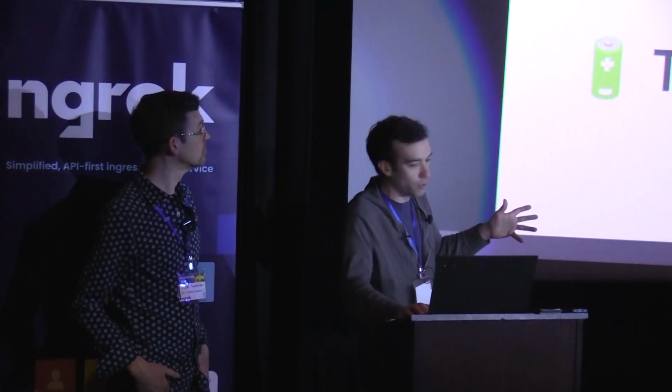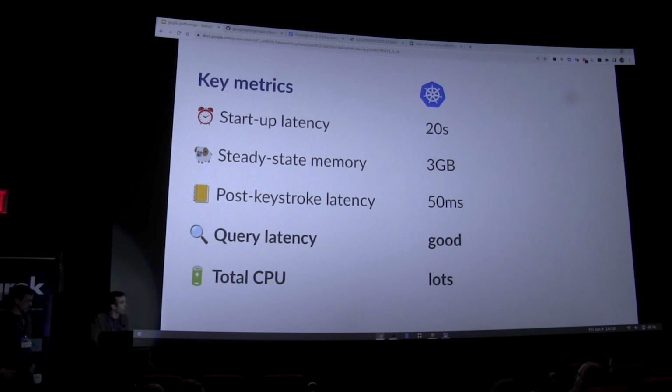Query latency is how long it takes to actually perform those user-requested operations, such as autocompletion or finding references. And this is actually pretty good, even for large repositories, because, of course, everything was in memory. And then total CPU is effectively battery drain. And unfortunately, with all this bookkeeping and invalidation and corresponding garbage collection, it was pretty bad.